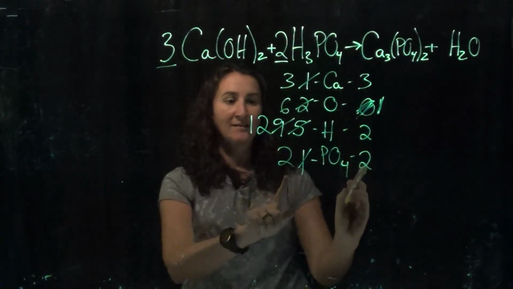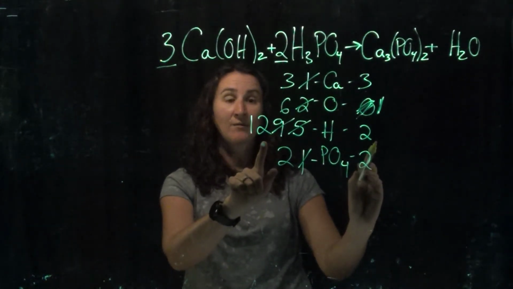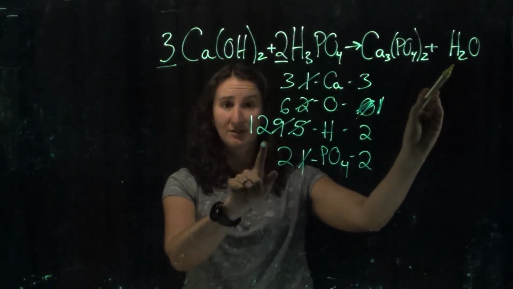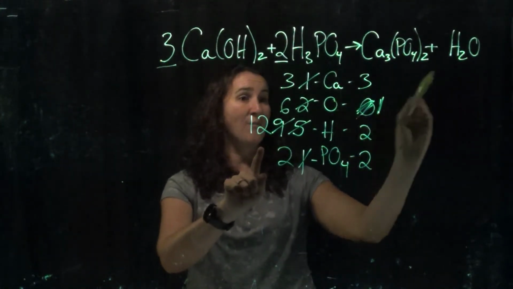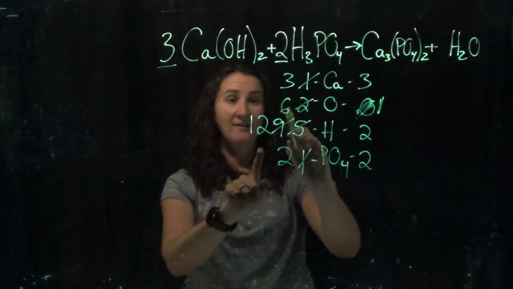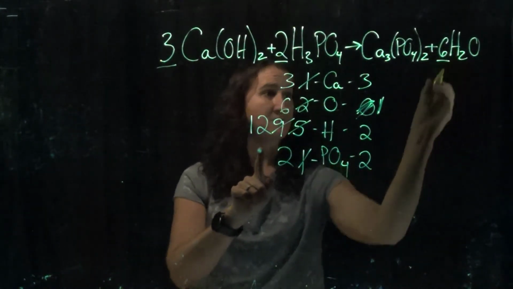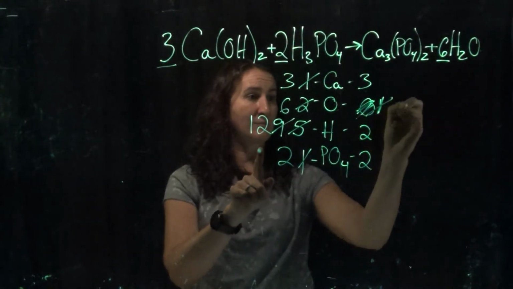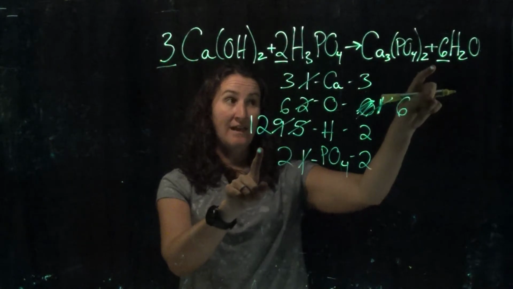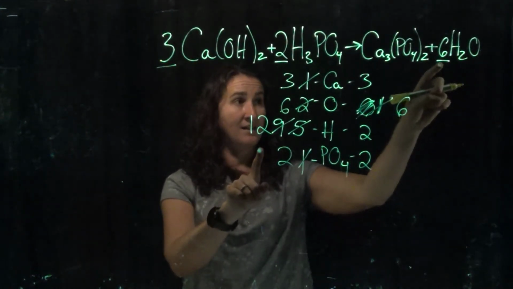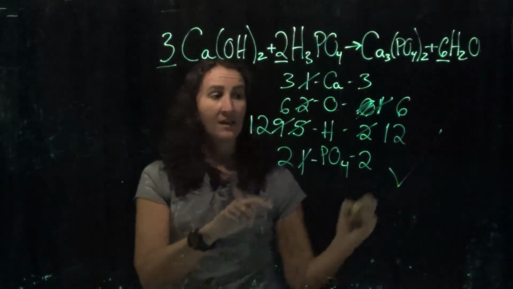Our calciums are balanced and our phosphates are balanced, but our oxygens and hydrogens are not. This is where it would have been bad if you had done this one first. But now we've done it last, so it's nice and happy. So how am I going to make my oxygens balanced? There's 6 on the left side and only 1 on this side. So if we place a 6 in front, 6 times 1 gives me now 6 oxygens on both sides of the equation. Did that fix my hydrogens as well? 6 times 2 gives me 12. Yes, it did. And we are done.